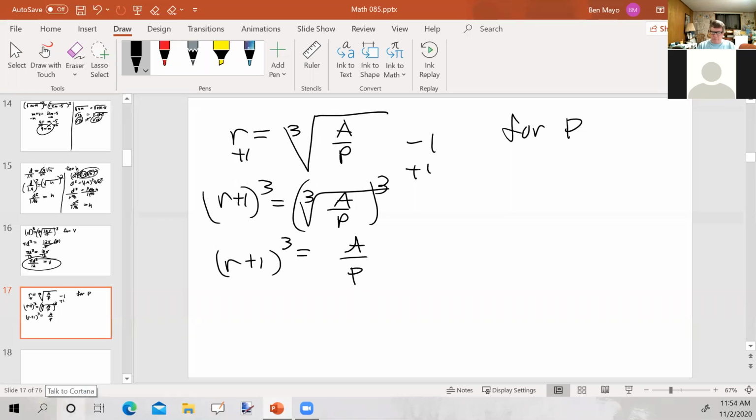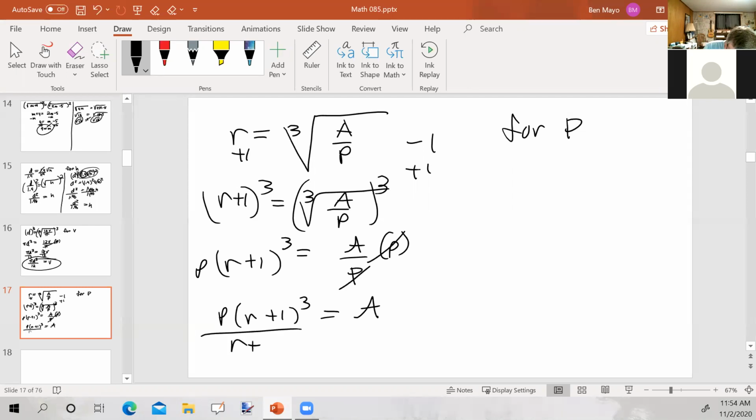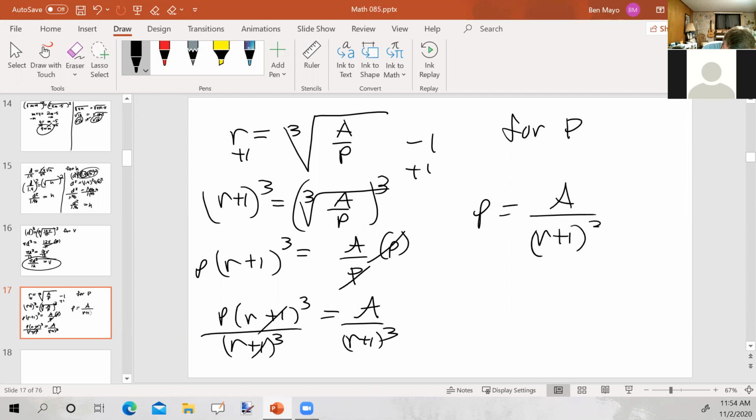Now we have to be careful here. We want to get P by itself, but P is in the denominator. So if I just get rid of the A on top, I won't have P. I'll have 1 over P. I need for P to be in the numerator. So my next step, I'm going to multiply both sides by P, which gives me that. Then I'm going to come back and divide both sides by the quantity R plus 1 cubed. So P equals A over R plus 1, the quantity cubed. You could multiply R plus 1, the quantity cubed out, but you don't need to.